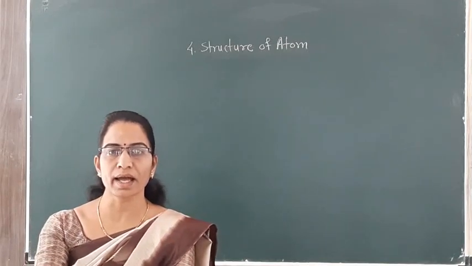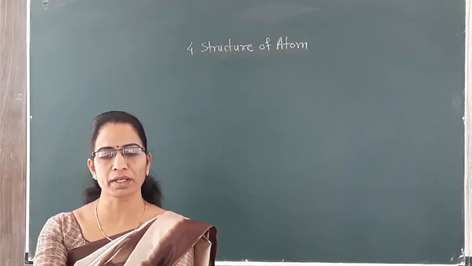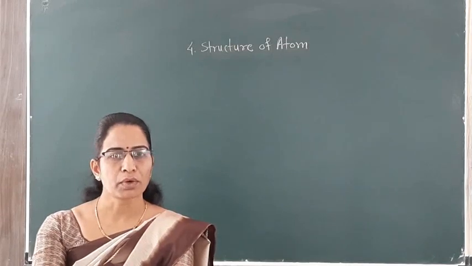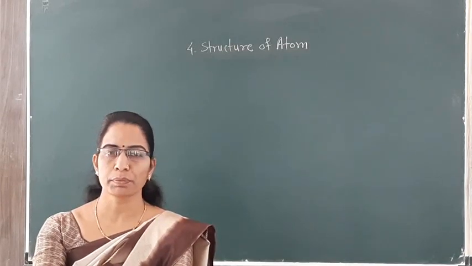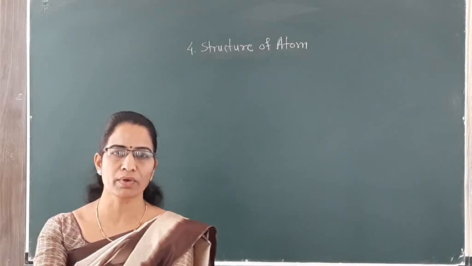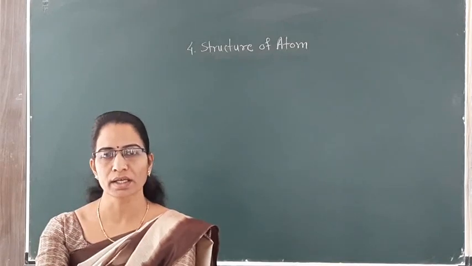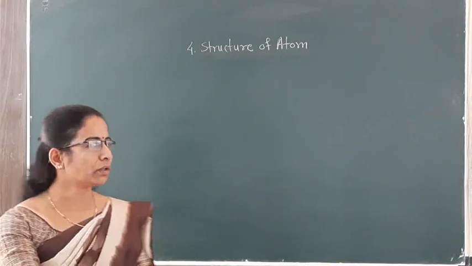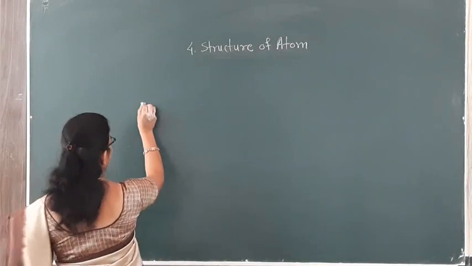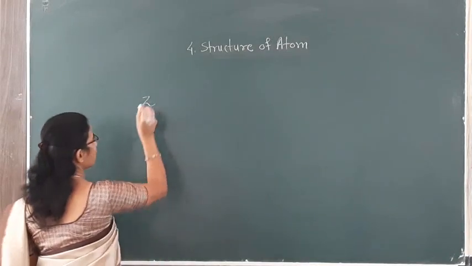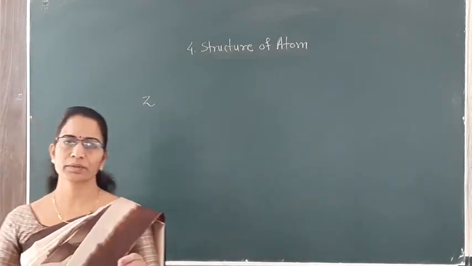We defined the atomic number. What is atomic number? The number of protons present in the nucleus of an atom is called the atomic number. We represented that atomic number by the symbol Z, right?